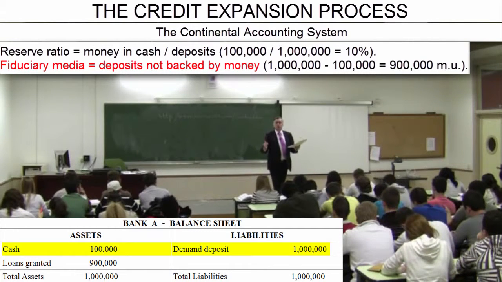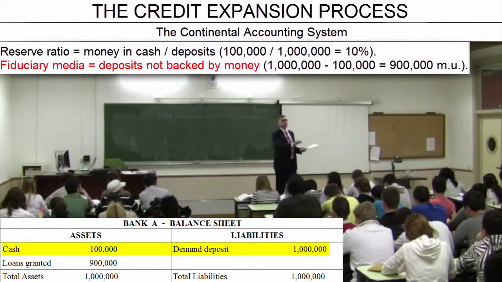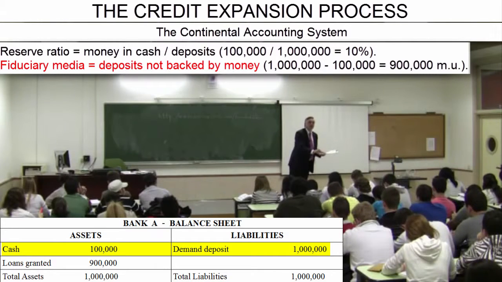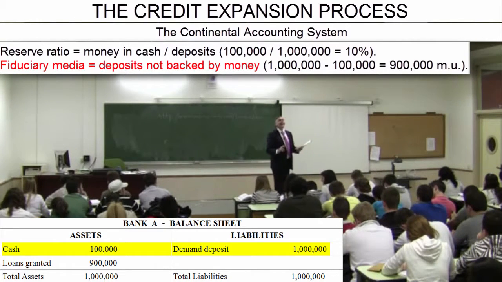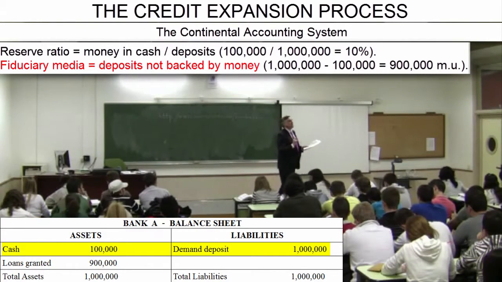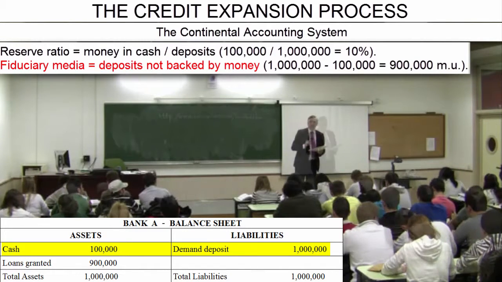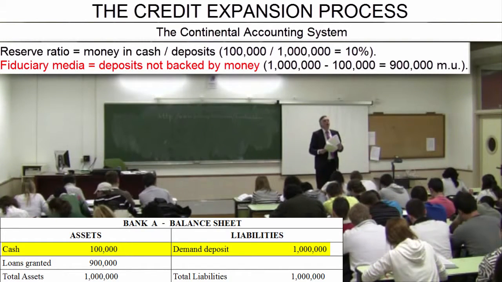Notice that the bank has as a deposit 1 million monetary units, and yet its vaults contain only 100,000. This means it has created from nothing 900,000 units of fiduciary media.